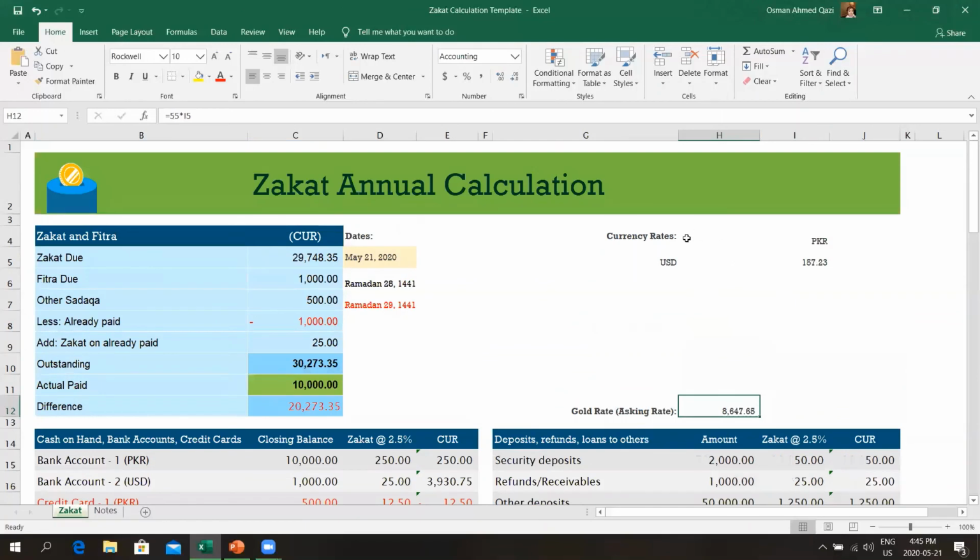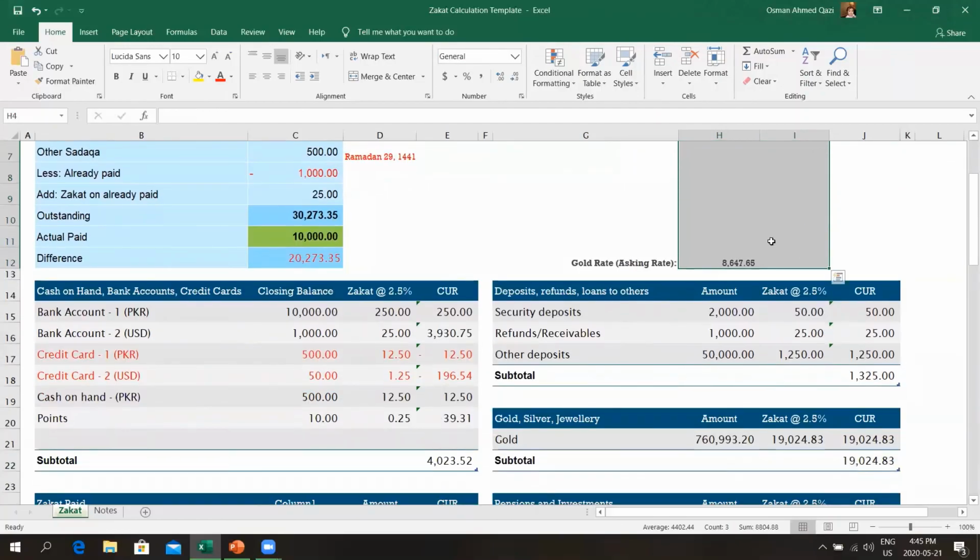So these are basically my master data, or my data that's not going to change. I need to just put it in once, and then the whole sheet basically picks it up from here.